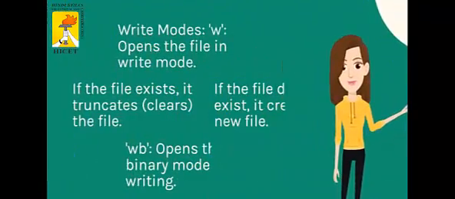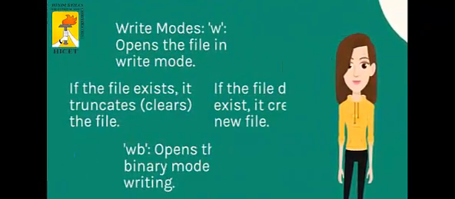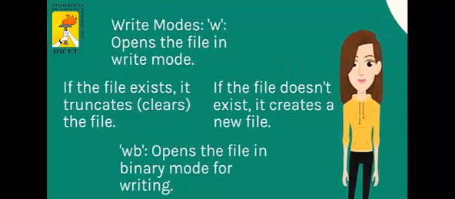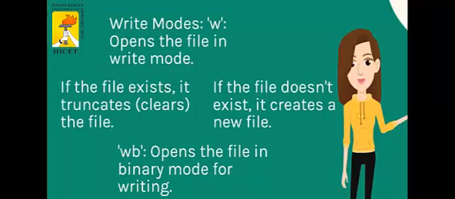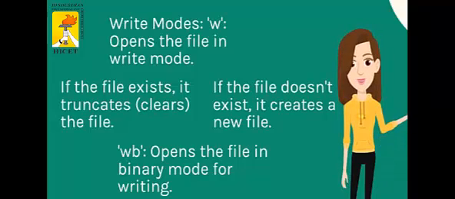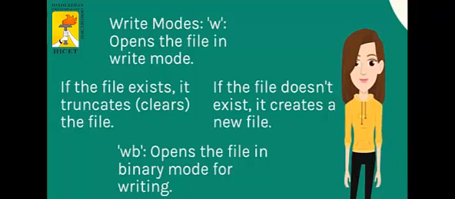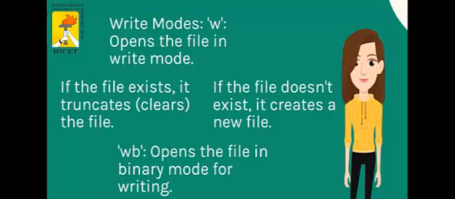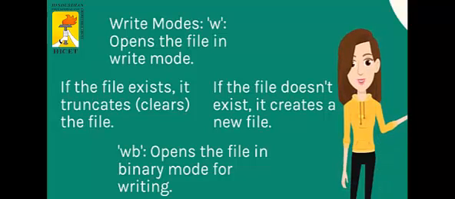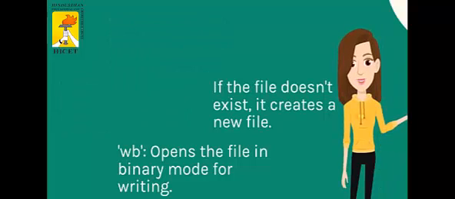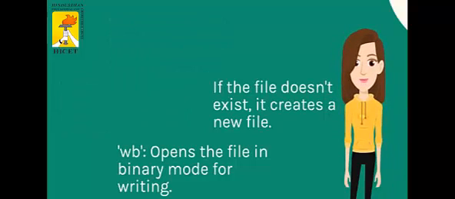And the second one is write mode. For write mode, we use the alphabet W. If the file exists, it clears the file, that is, it truncates the file. If the file doesn't exist, it creates a new file, right? WB is used to open a file in binary mode for writing binary files or binary data.